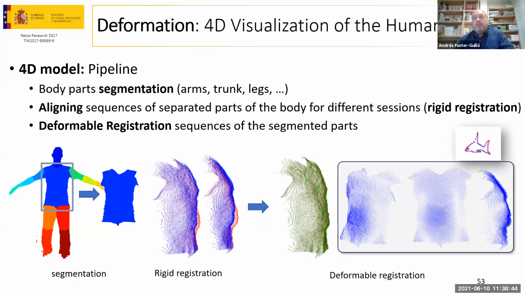Imagine, for example, the leg, a sequence of legs, or a sequence of arms, or a sequence of trunks of a person in different sessions. And the final step is the deformable registration. We register in a deformable way the sequence of the segmented parts of the different bodies in different sessions. In the image, you can see the segmentation, the rigid registration of the parts of the body, and the deformable registration.